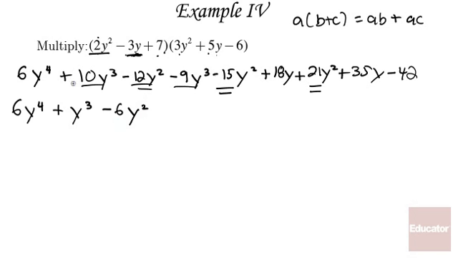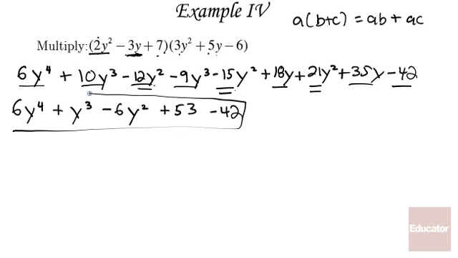Okay, so I took care of my y to the 4th, my y cubed, my y squared. Now I have y. 18y plus 35y adds up to 53y. And finally I have a constant. So multiplying out 2 trinomials will give me 9 terms, which I need to simplify a little bit more by adding like terms to come up with this expression.